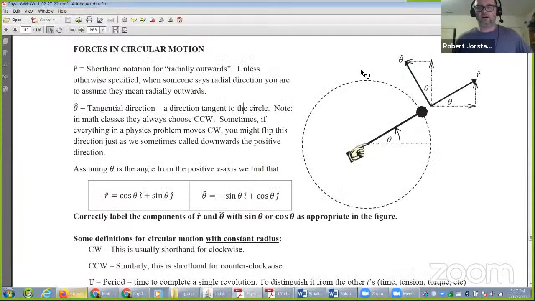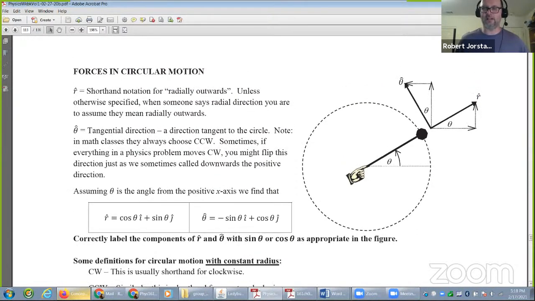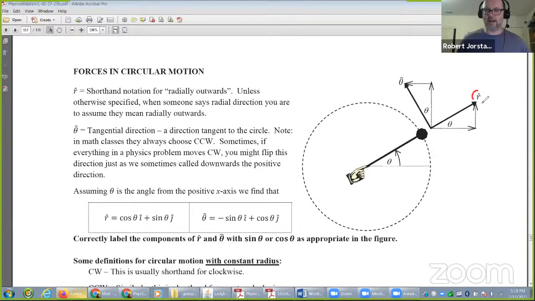All right. This is the coordinate system we want to use now. It turns out this is very useful where we say r hat, and that means radially outwards. If you're not sure what page we're on, it's page 111. A good number. Okay, so r hat, radially outwards.